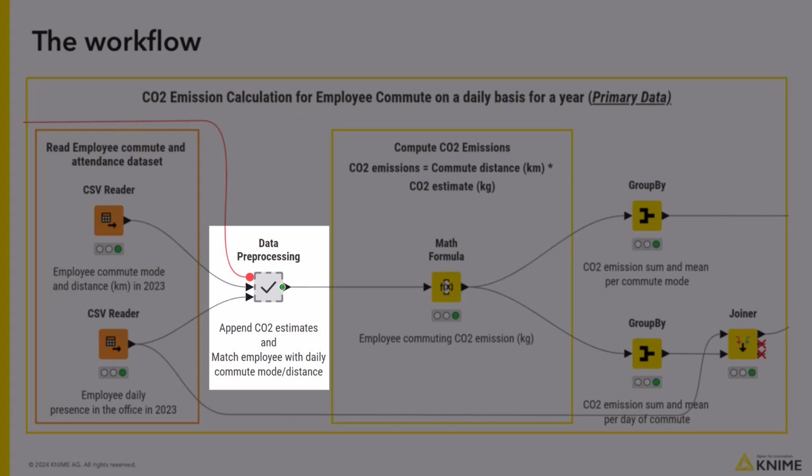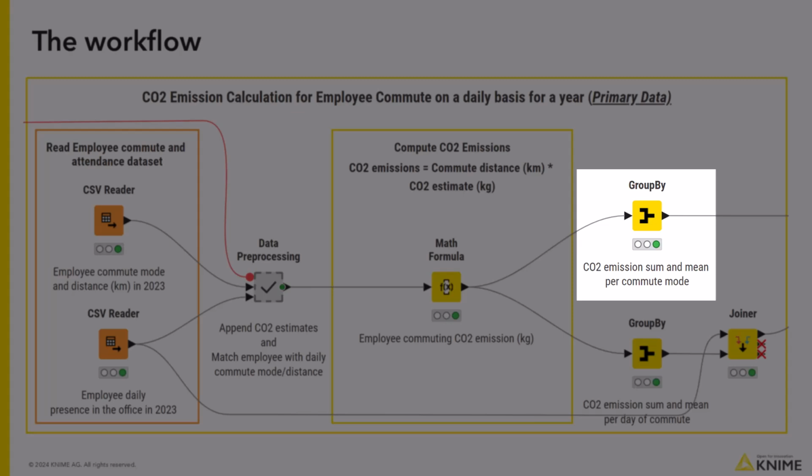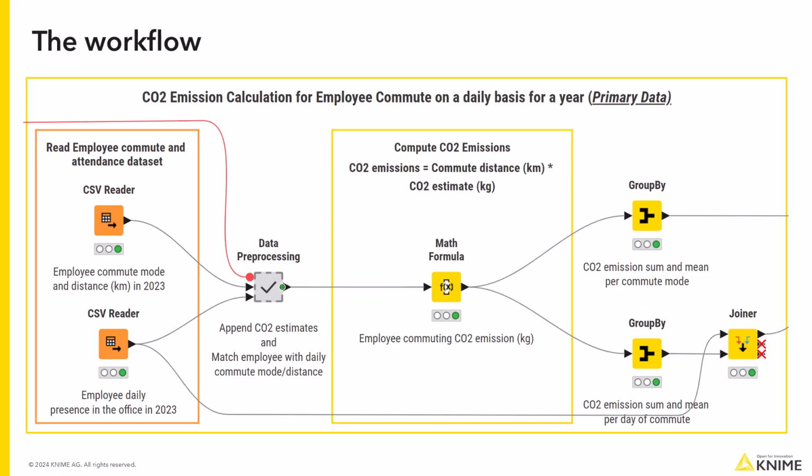In this other part of the workflow, we then read the employee commute and attendance datasets. We pre-process the data to ensure that every employee is matched with their daily commuter mode and distance, and we append the CO2 coefficients. With the math formula node, we compute commute emissions and then aggregate the results based on commute mode and day of commute.